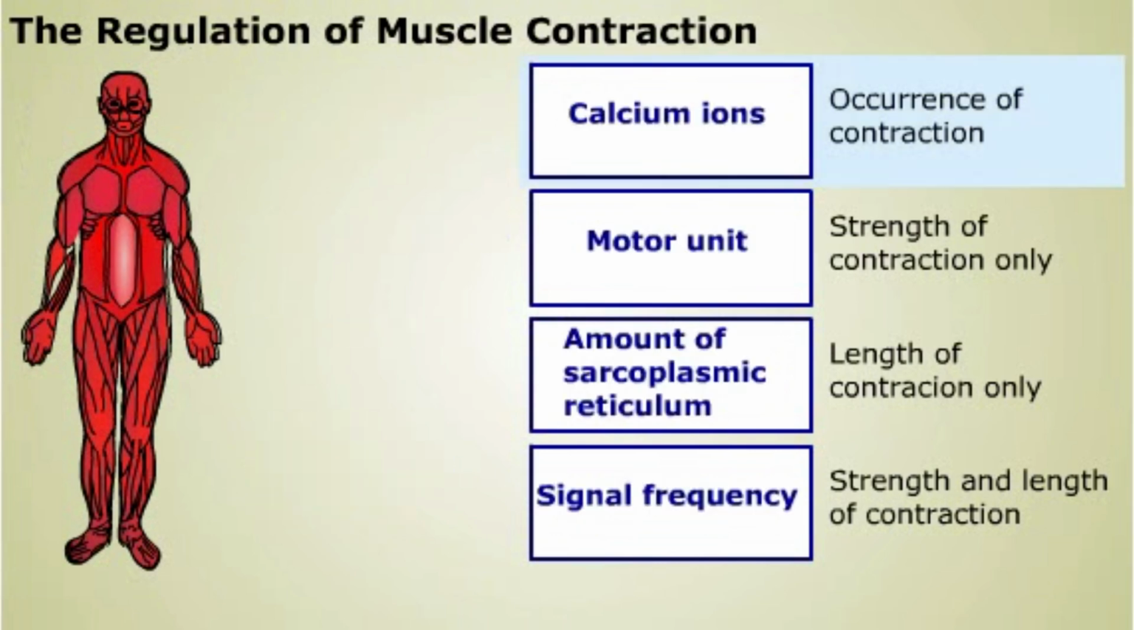The presence of calcium ions controls whether or not a muscle contraction occurs. Which and how many motor units contract control only the strength of the contraction. The amount of sarcoplasmic reticulum controls how long calcium ions are present, and therefore controls only the length of contraction. Since signals from motor neurons can add together to give a longer and stronger response, the frequency of nerve signals controls both the strength and the length of contraction.